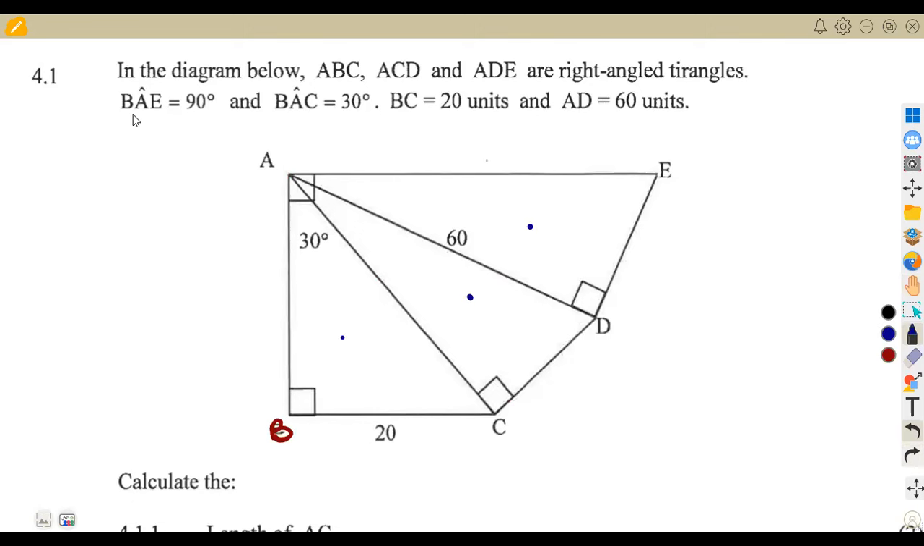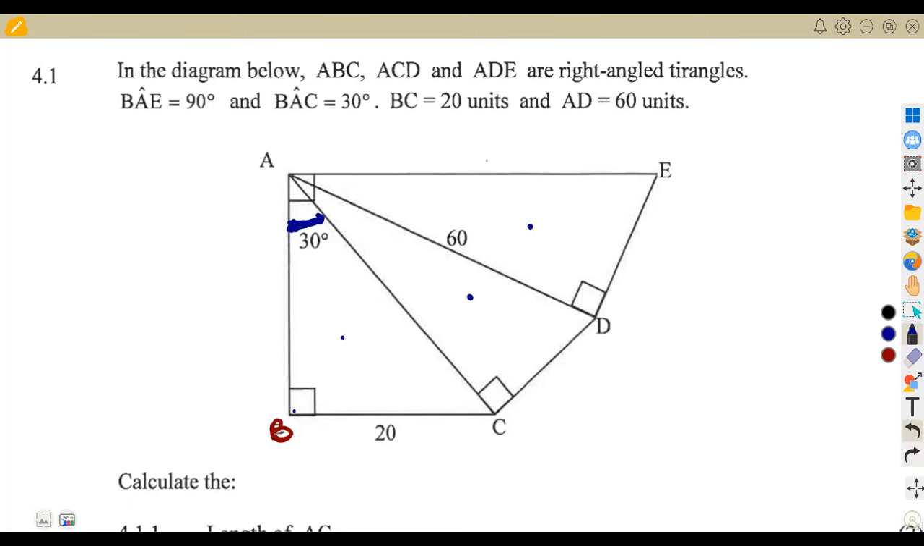Then we are also given that BAE is 90 degrees, from B to A to E. Meaning if you join from B to E like this, you are going to have a right-angled triangle BAE. I'm not saying you're going to join there, but you're just given that it's 90. Then BAC is 30 degrees, from B to A to C. That's our angle BAC, 30 degrees, this angle here. And also BC is 20 units, and from A to D it's 60 units.